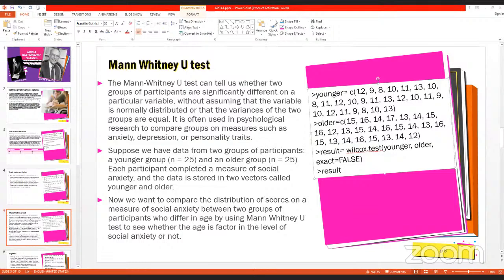P value is 3.12 E dash 08. That means 0.0000003. So it is significant. हाँ, तो मतलब this suggests that on the basis of hypothetical data, this suggests that age may be a factor in the level of social anxiety reported by participants on the basis of hypothetical data. Okay.